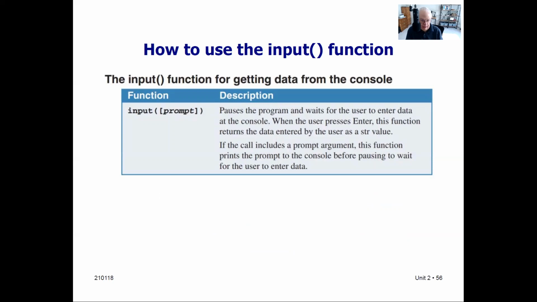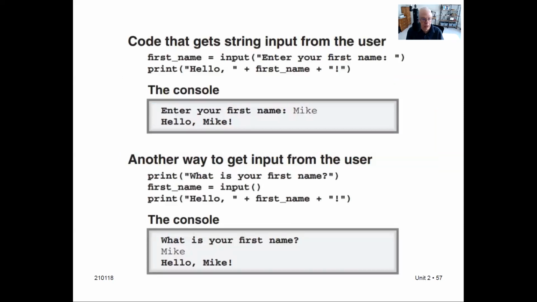So the definition of the input function in the book: it pauses the program. It will stop. It'll wait for the user to enter data at the console. Could just be an enter, but the user has to hit enter. That's required. So when the user presses enter, this function returns the data entered by the user as a string by default. Defaults to a string value. If the call includes a prompt argument, this function prints that prompt to the console before pausing to wait for the user to enter data. That's what I said. So, textbook versus Bo's mumbling version of the definition.